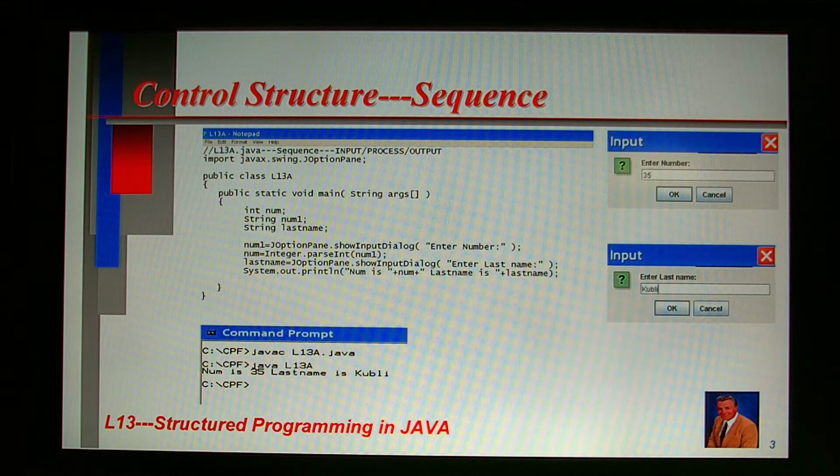Okay, let's take a closer look at the Java computer program L13A.java. Here note the location of the computer program declaration instructions. Declaration of data variables local in scope to the main method definition, namely int num; String num1; String lastName;. These computer program instructions must be placed in the sequence before the showInputDialog method calls that use these data variables as arguments. Note the use of the JOptionPane class that contains the showInputDialog method.